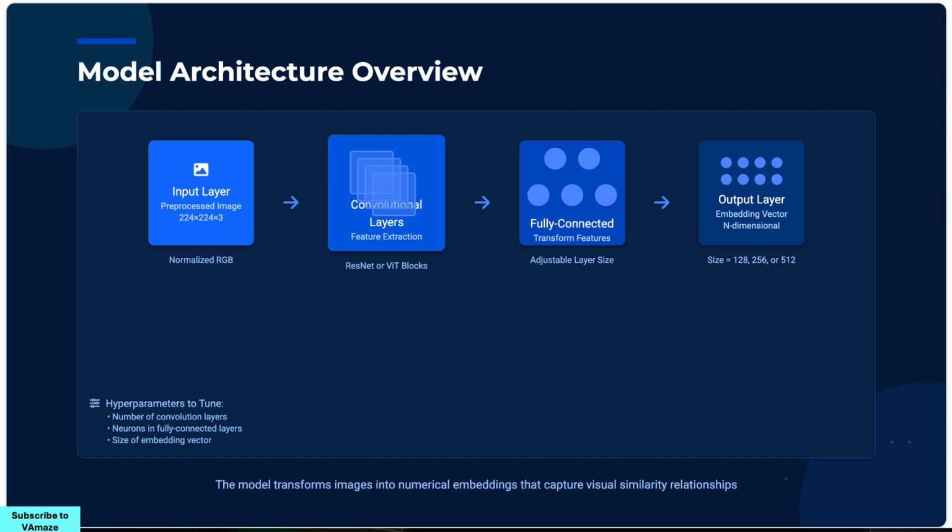The architecture itself is relatively straightforward. We have an input layer that accepts our pre-processed image. Then we have convolutional layers that extract visual features, things like edges, textures, and shapes at various scales. These features flow through fully connected layers that transform them into our final output, an embedding vector in n-dimensional space. The exact configuration, number of convolutional layers, neurons in fully connected layers, and size of the embedding vector, these are all hyperparameters we tune through experimentation.